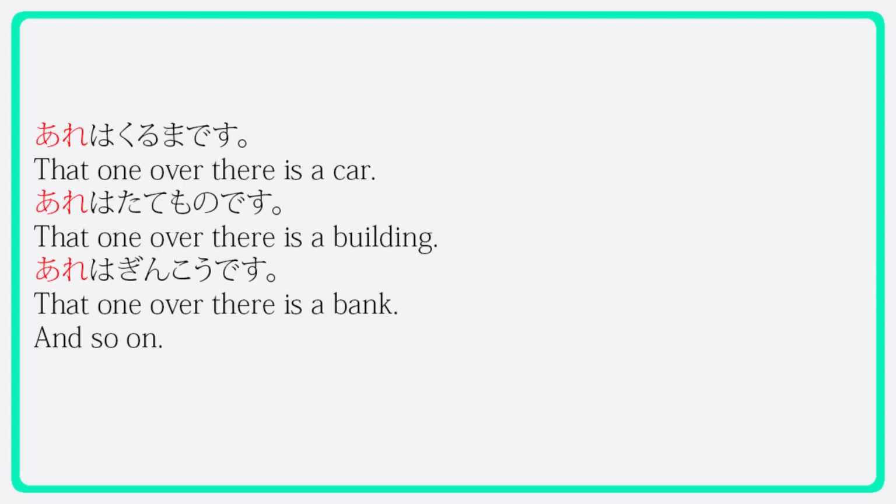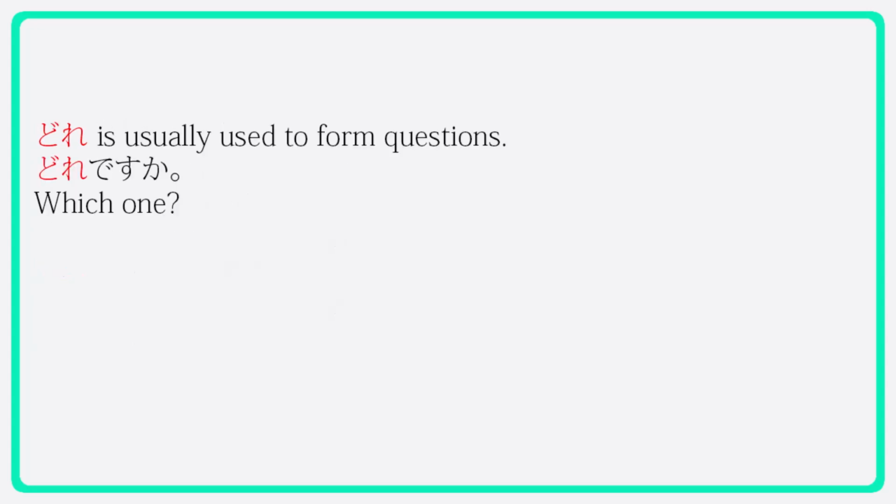Are wa kuruma desu. That one over there is a car. Are wa tatemono desu. That one over there is a building. Are wa ginkou desu. That one over there is a bank, and so on. Dore is usually used to form questions. Dore desu ka? Which one?